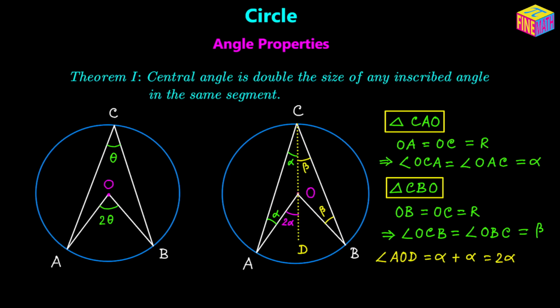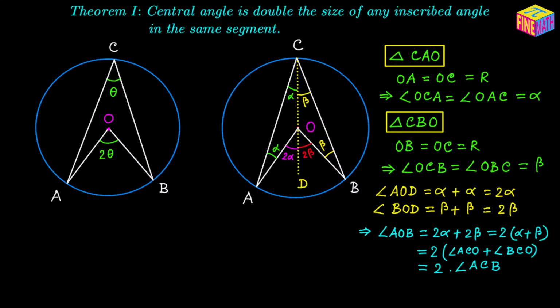Similarly, if you think about the angle BOD, that is an exterior angle of the triangle OBC. So from triangle OBC, the exterior angle will be equal to the sum of the two farthest interior angles, that would be beta plus beta. So angle BOD will be equal to 2 times beta. Now if we think about the angle AOB, it is actually the sum of 2 times alpha and 2 times beta, and that can be written as 2 times (alpha plus beta).